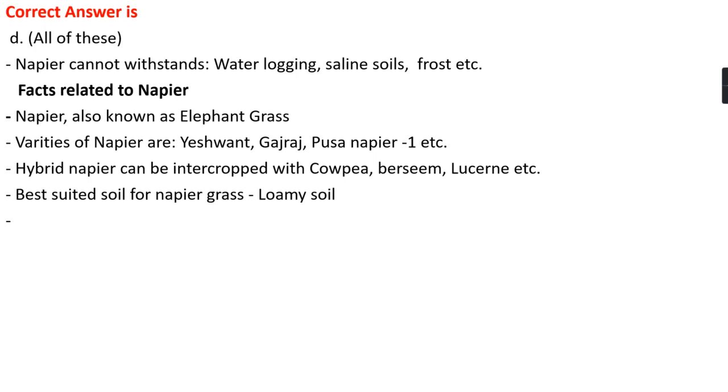Extra. Let's see some other facts related to Napier. Napier is also known as elephant grass. There are different varieties of Napier like Yashwant, Gajaraj, Pusa Napier first. Extra. Hybrid Napier can be intercropped with cowpea, berseem, lucerne. Extra. The best suited soil for Napier grass is loamy soil.